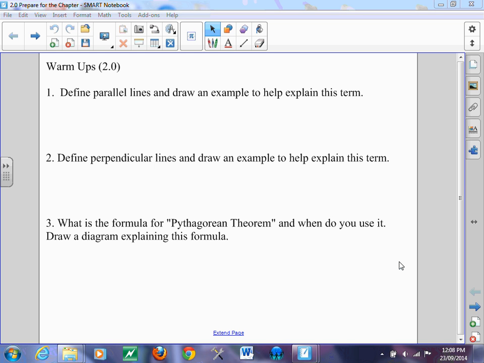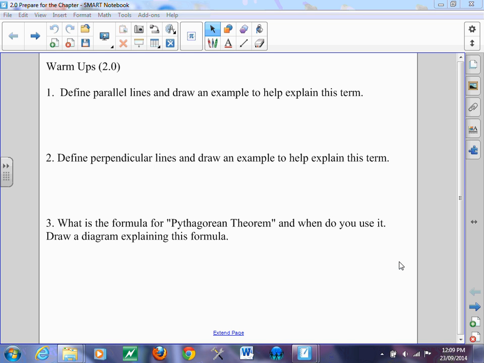Okay, so since we're taking a look at coordinate geometry, let's just take a look at a couple definitions and see if you guys can remember this. So for the warm-ups, number 1, define parallel lines and draw an example to help explain this. Okay, so think about that. Number 2, define perpendicular lines and draw an example to explain this term. Okay, and the third one, what is the formula for Pythagorean theorem and when to use it? Draw a diagram explaining this formula.